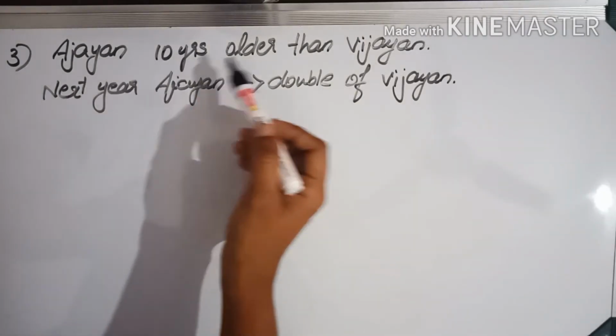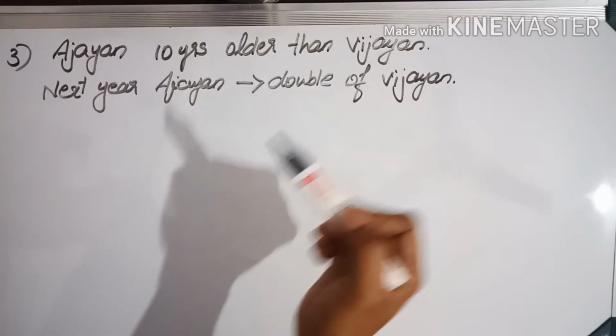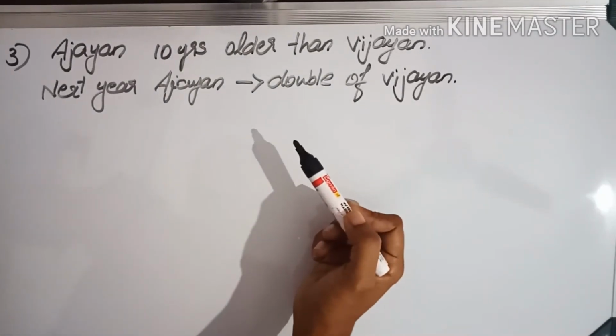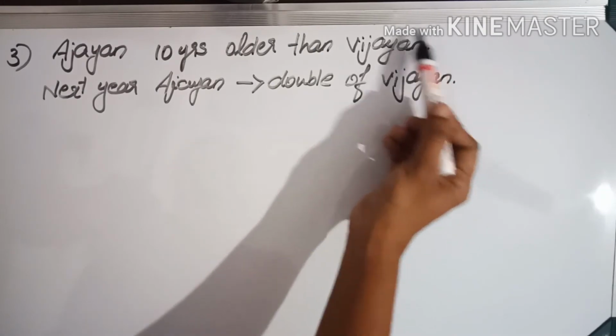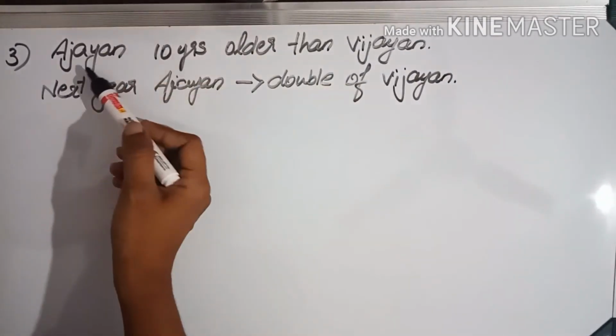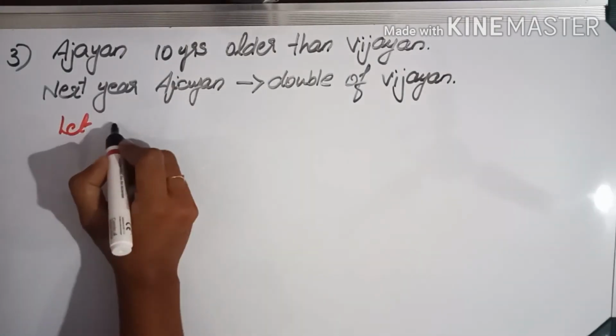Ajayan is 10 years older than Vijayan, which means we have to find both Ajayan's age and Vijayan's age. Here the dependent variable will be Vijayan. First we need Vijayan's age, and only then can we find Ajayan's age. So let's consider Vijayan's age.